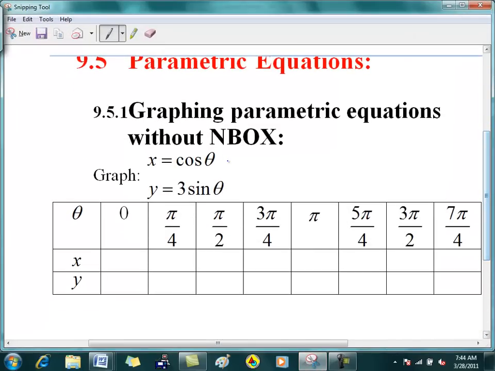So here you have, these are called parametric equations, with theta as the parameter. It's the parameter.